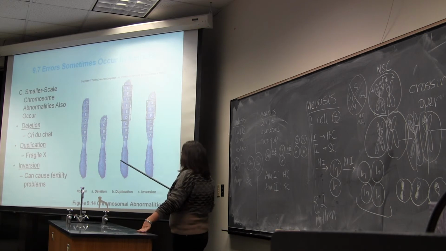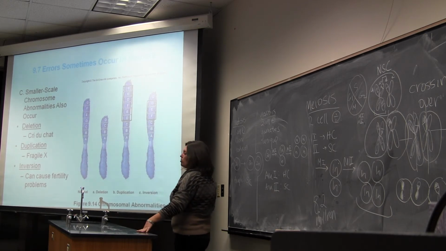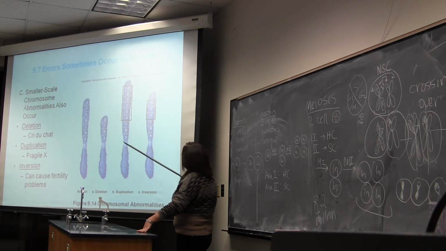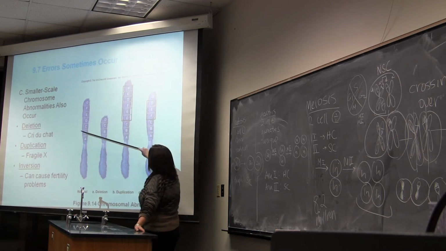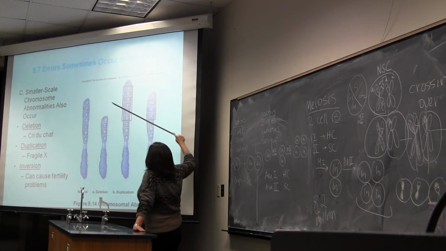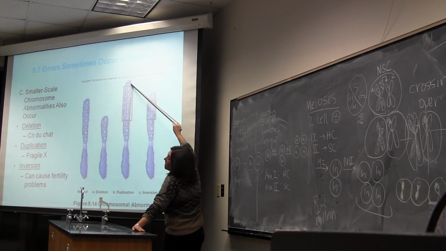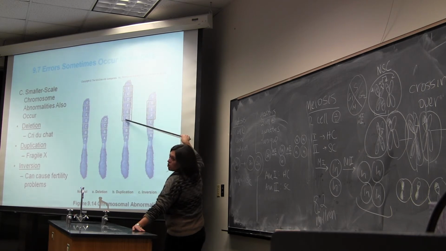Another example of a chromosomal abnormality is a duplication. So here, if the normal order of genes should be A, B, C, D, E, F, G, here it's A, B, C, D, E, F, D, E, F. So we've duplicated a certain region.